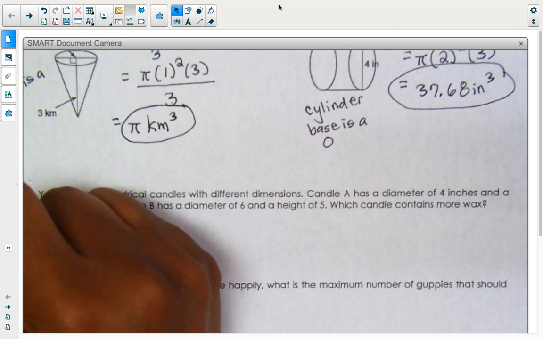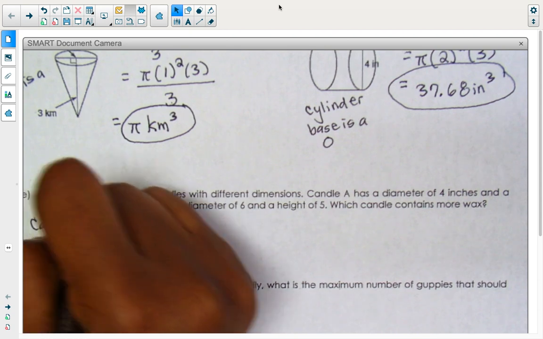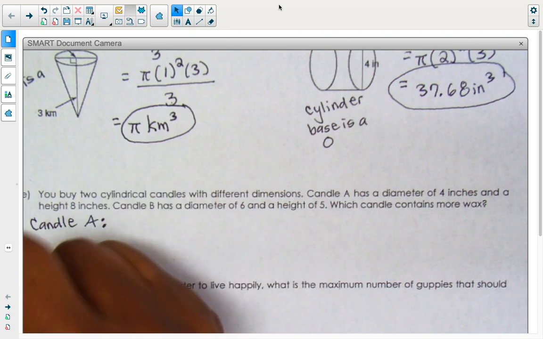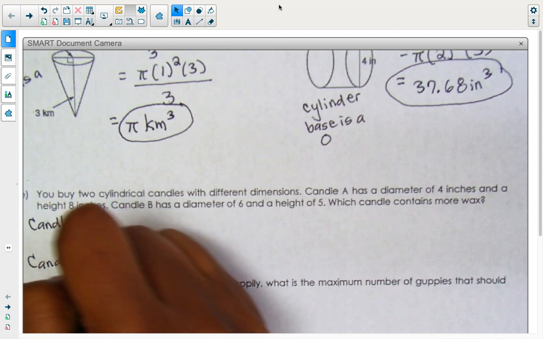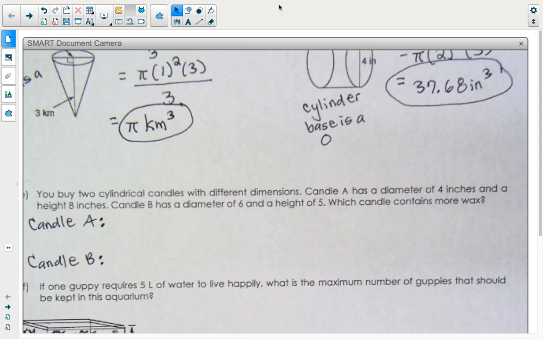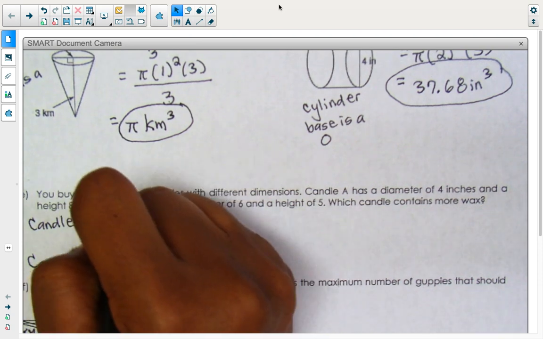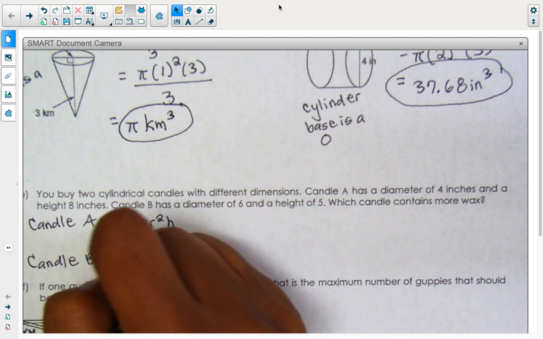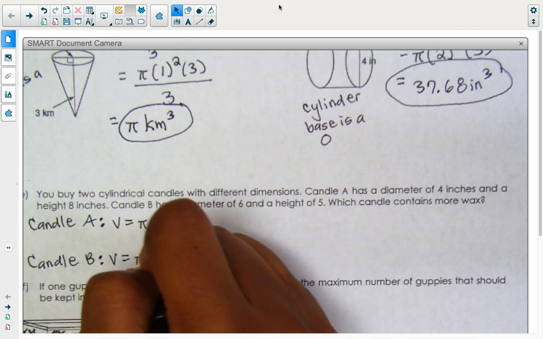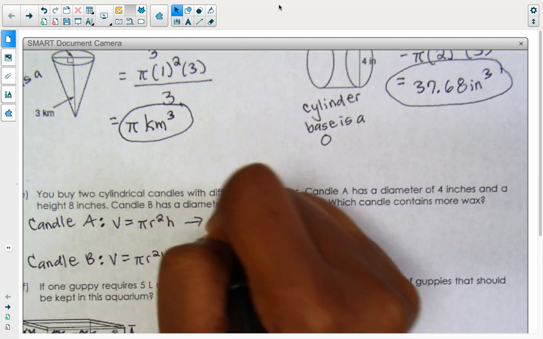So I'm going to do candle A and figure out what that is, and then I'm going to do candle B and figure out what that is. My formula for both of these, since they're both cylindrical candles, is going to be pi r squared h, because they're both cylinders. So pi r squared h. All right, let's see what we have going for the first one.